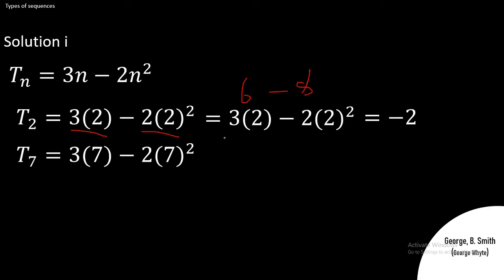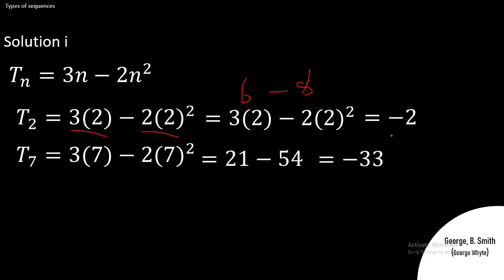For the seventh term, this is what we have. This will give us 21. And this is 7 squared, which is 49. 49 times 2 will give us 98 in this case. So 21 minus 98 will give us minus 77.